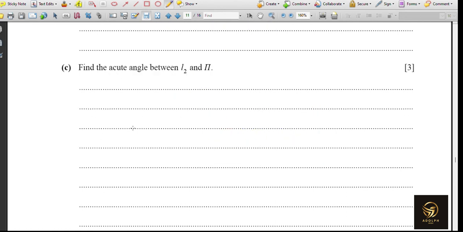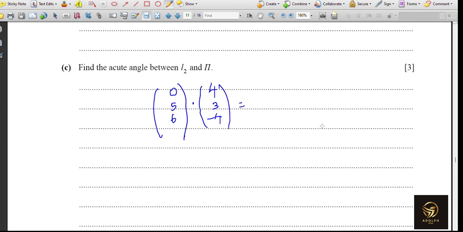Next subdivision is: find the acute angle between L2 and pi, so the angle between the line and pi. It's simple. We have to find the dot product between L2's direction vector and pi's normal, then divide by their moduli and take the cos inverse. Since it is the angle between line and plane, it's cos inverse. L2 is (0, 5, 6), and the plane's normal is (4, 3, -4), which we found in the previous step.